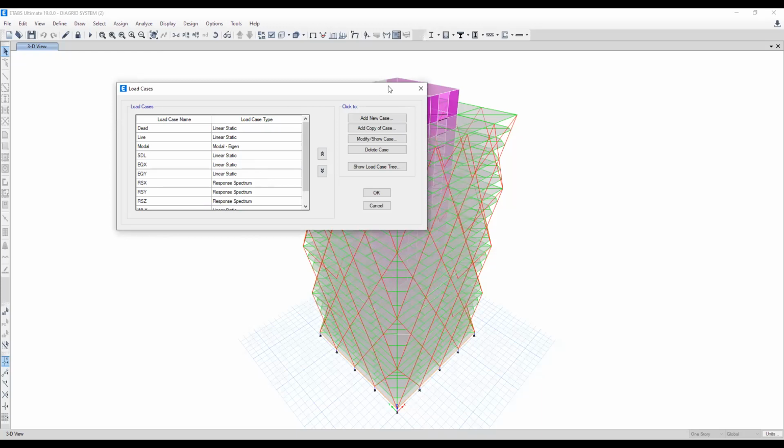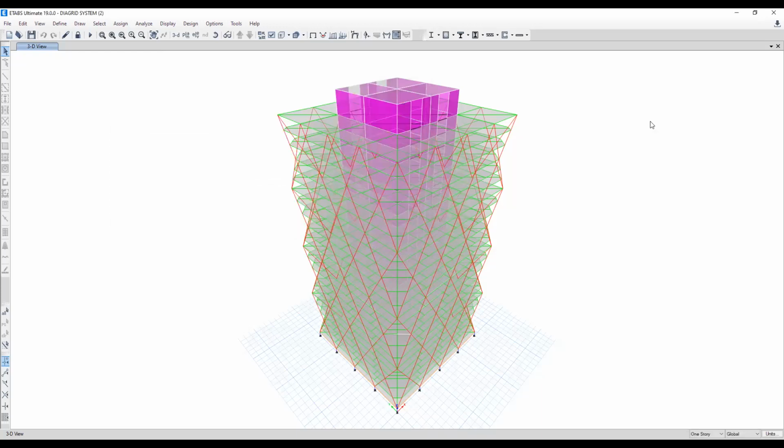Right? Now see, the first thing you have to do, I think you are all aware of the modal analysis. You have to perform that modal analysis and you have to compare. I have the conventional structure also. I will open that one too. Okay, let me open that one.